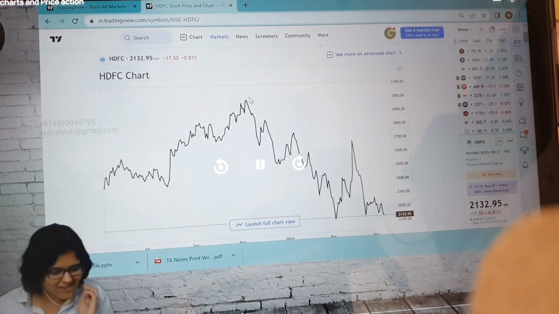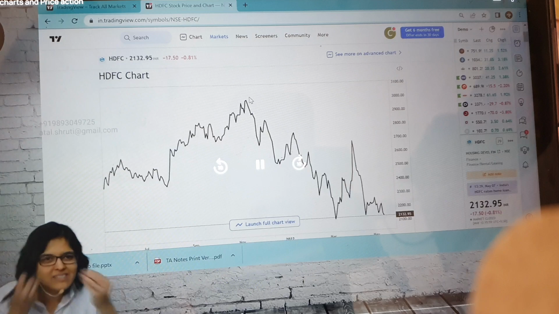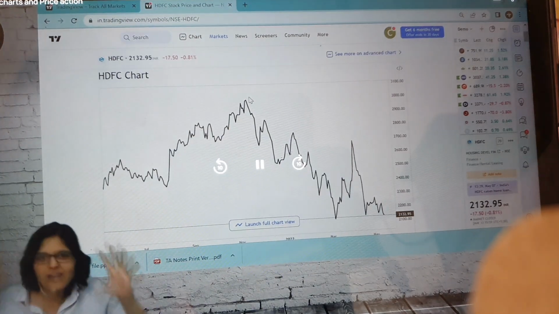But what is the advantage? It's very easy to interpret. I can just see the trend very easily. It's visible to my naked eyes. No need for very high level analysis as such.